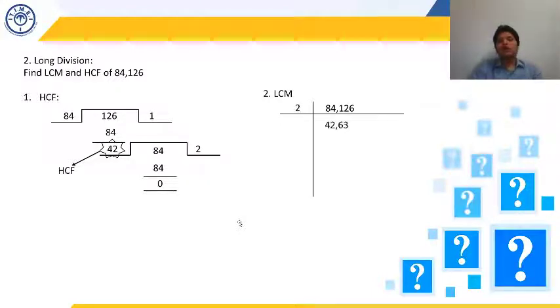So 2 42s are 84, 2 63s are 126. We will keep dividing them by 2 as long as one of them is divisible by 2. So here 42 is divisible by 2, 63 is not divisible, it's okay. But 42 is divisible by 2, so we will again divide 42 by 2. So 2 21s are 42, and 63 will remain as it is. Now neither 21 nor 63 is divisible by 2. We will try the next prime factor.